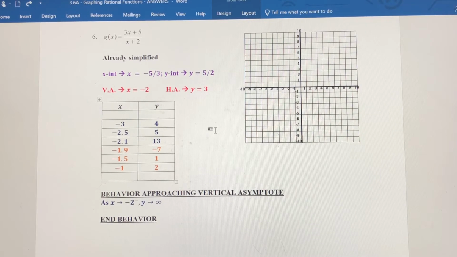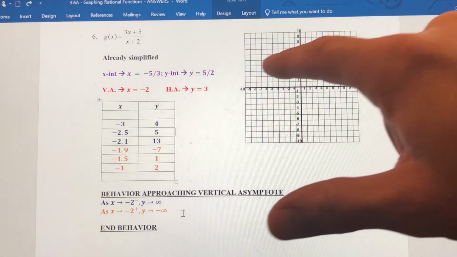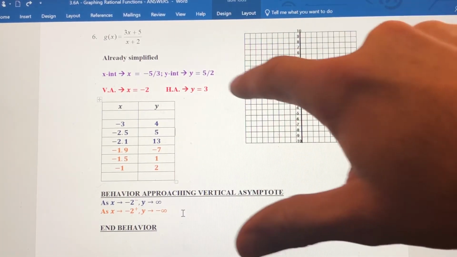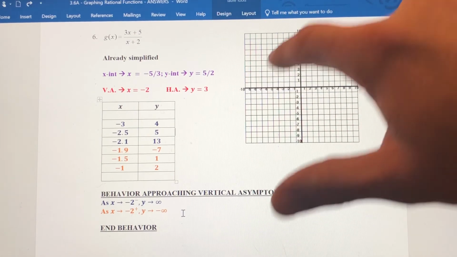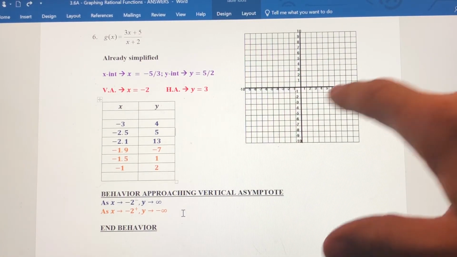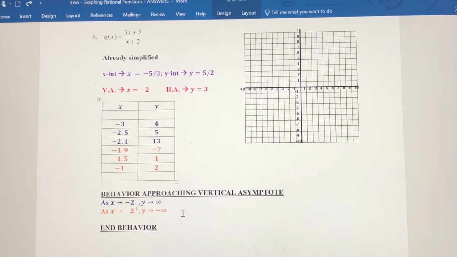So what we say there is as x approaches negative 2 from the right side, y is going to go down to negative infinity, okay? So we know we're going to have a graph that's going to look like this, okay? Coming from the left, and over here we're going to have a piece that's looking like that, okay?